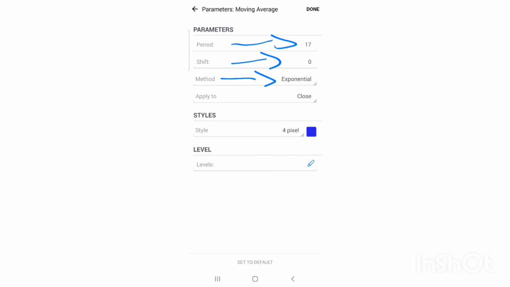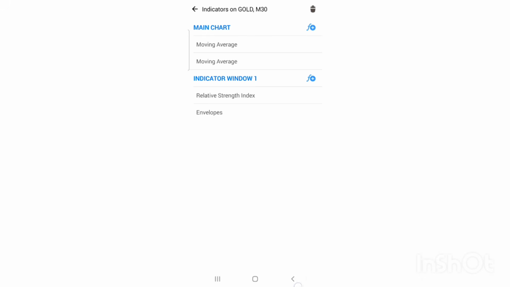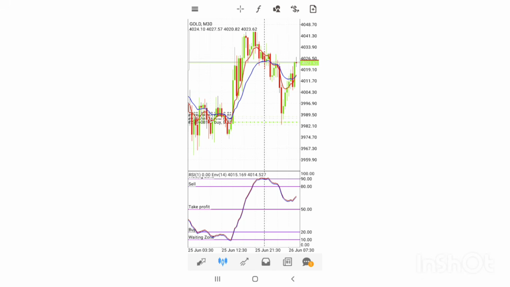Method is exponential. Apply to close. Style is 4 pixel. Color of your choice, as I said, you can put any color, it doesn't matter, but I put a blue color right here, and then from there you can click on done. So guys, this is our second EMA, which has period 17 in blue color that we just added.